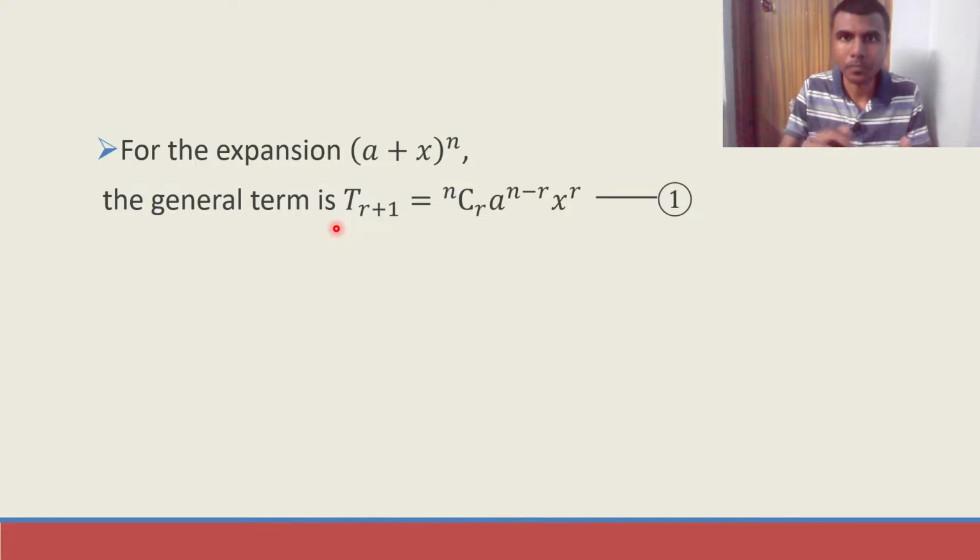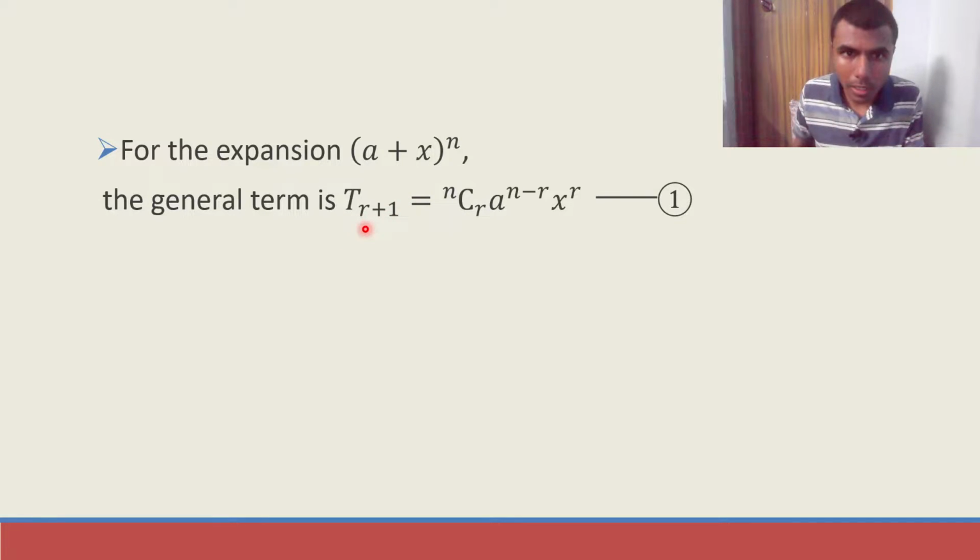Now let's say I want to find the first term. Then put r as 0. So I'd get T(0+1), which is nothing but T1, the first term. To get the second term, I need to put r as 1, because if r is 1, I'd get T(1+1), which is nothing but T2, my second term. This is the concept which I am going to use.